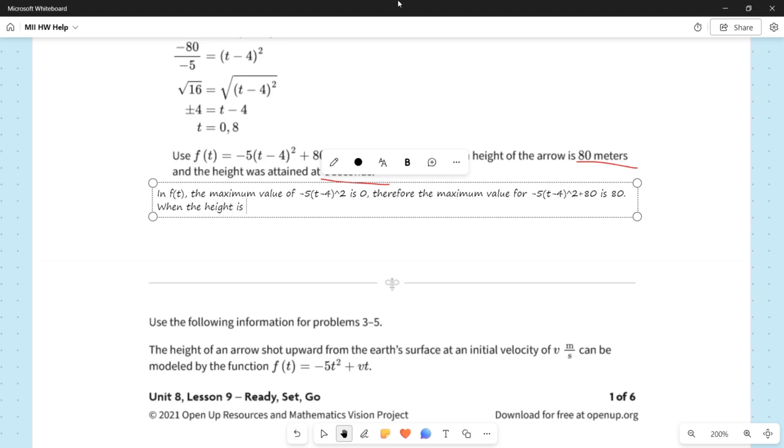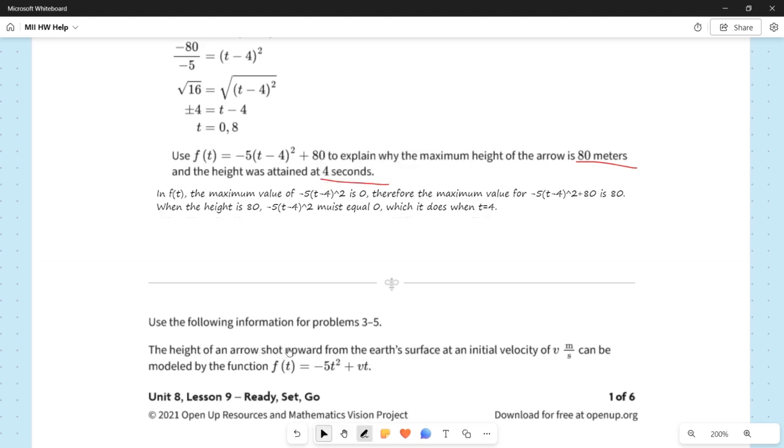When the height is 80, -5(t - 4)² must equal 0, because that's the top. That's the top of the height function here, which it does when t equals 4. So I think that's sufficient for our purposes here.